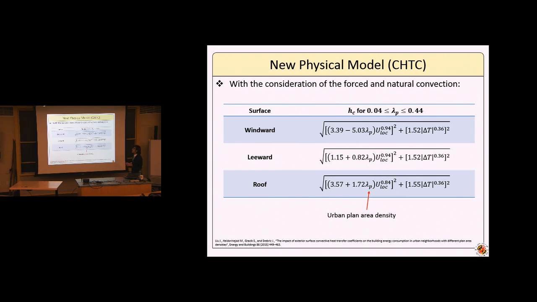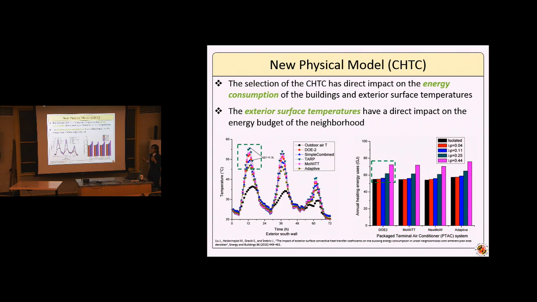Now I have those, and I validated the model. Let's see how significant those models are in terms of our modeling approaches. Let's say I incorporate those convective heat transfer coefficients into the building energy modeling. There are two things I would like to look at. What is the exterior surface temperature using different convective heat transfer coefficients, and what is the influence on the heating and cooling consumption of the building?